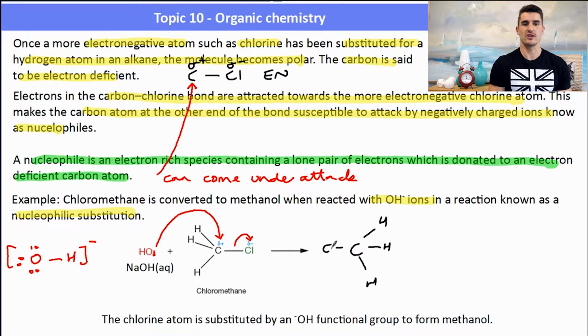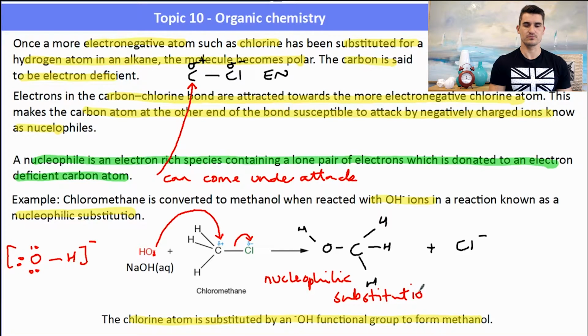The chlorine will then be able to grab hold of the electrons in the bond and then move off with those electrons. So what we will do is we'll substitute the chlorine for the hydroxide functional group, and then we're left with just a chloride ion. The chlorine atom has been substituted for the OH- group, and that's why it's called a substitution reaction. A nucleophilic substitution reaction because the OH-, the hydroxide ions, are described as a nucleophile.